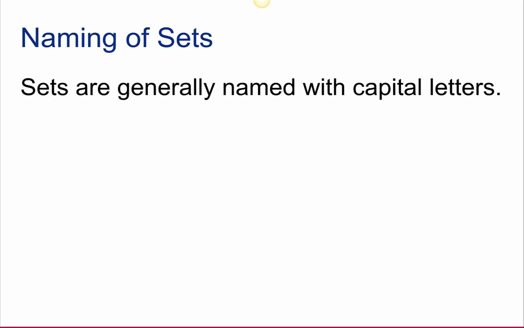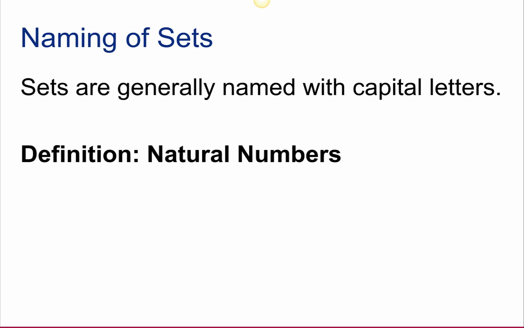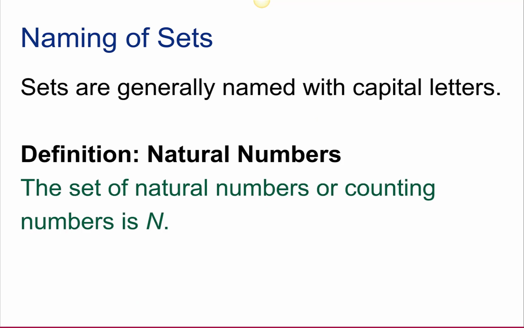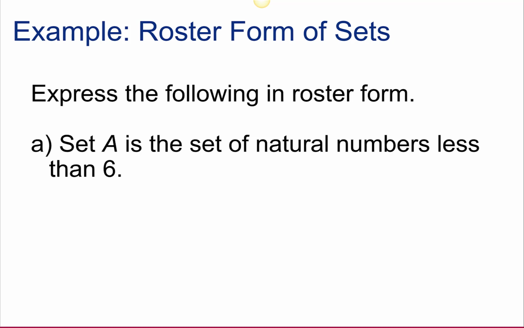How do we name sets? Generally with capital letters. The set of natural numbers, or counting numbers, is N, and it begins with the number 1 and then goes 1, 2, 3, 4, 5, etc. Express the following in roster form. Set A is a set of natural numbers less than 6.